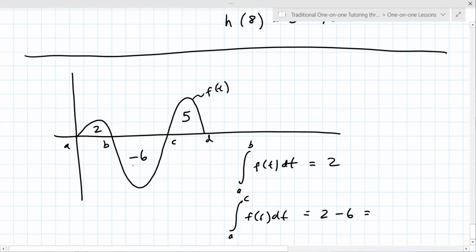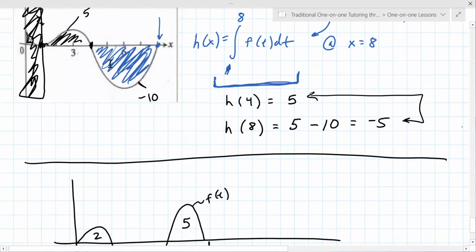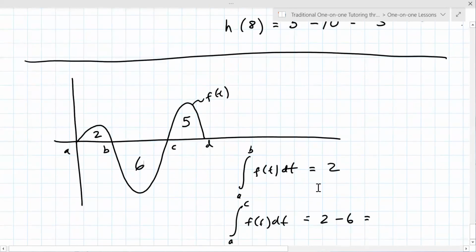Wait, so above when we did h of 8, did you subtract then? Okay, let me just call this 6 then. I was trying to make it clear that it's negative because it's below the x-axis, but the area of this is 6. But why on the problem above, when you did h of 8, did you subtract? Because its area is 10, but it's below the x-axis, so you negate it. Oh, I see. Okay. So this area is 6, but we're going to negate it, so that's -4.